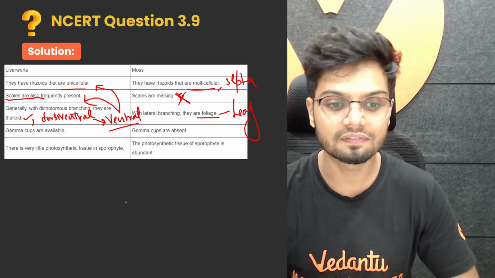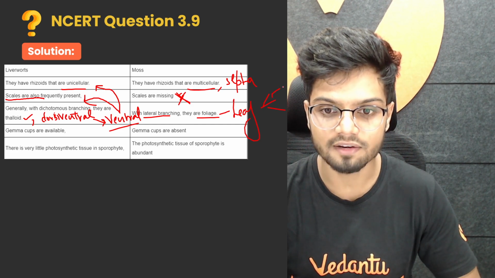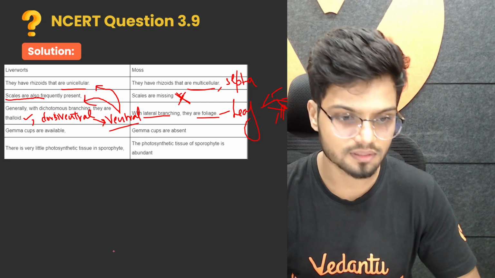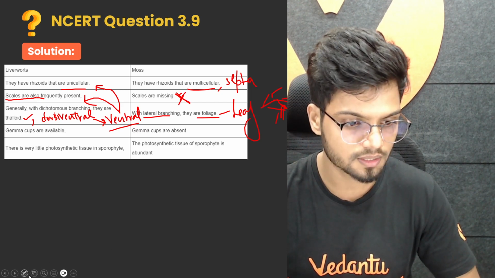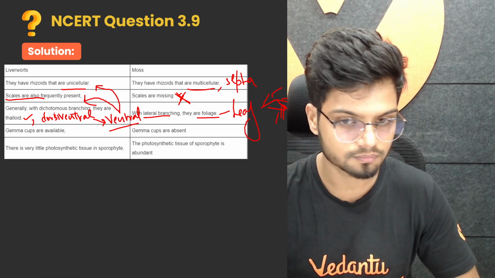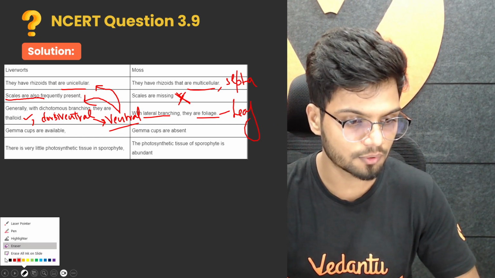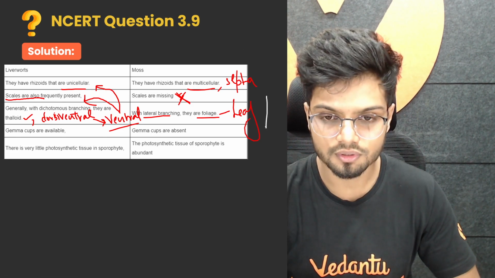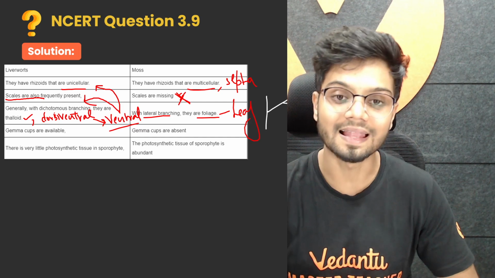Foliage means leaf-like with lateral branching. Branching is towards the sideways. Lateral branching towards one side. So branching keeps on happening towards one side here. It keeps on branching. This is your lateral branching.